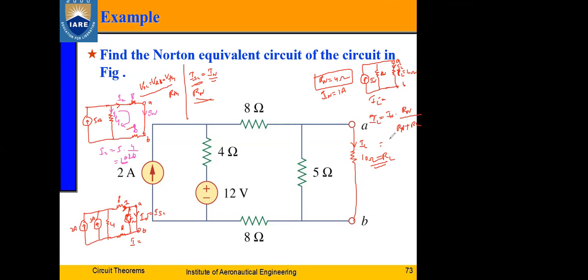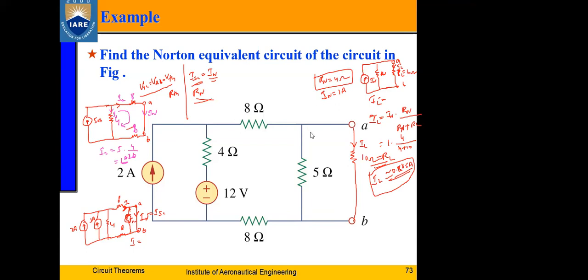0.285, sir. Yeah, 1 ampere into RN, we got it as 4, divided by 10 plus 4, so you get approximately 0.285 amperes. So this is the value of IL that is flowing through the load resistance. So this is one of the methods, right? Norton's theorem is just a duality of Thevenin's, where a practical voltage source is replaced with a practical current source in the equivalent circuit. That's it.